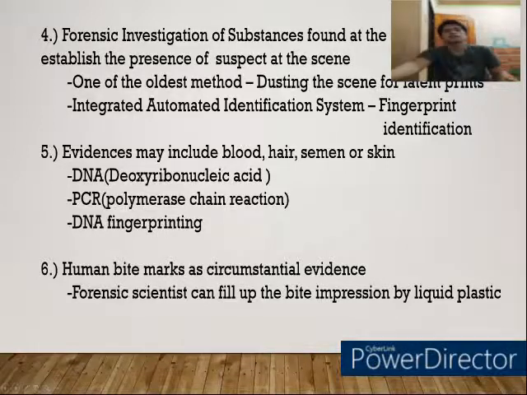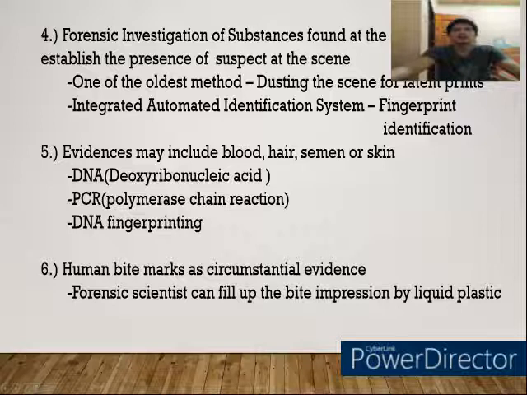So if there is evidence left at the crime scene, which is blood, hair, skin, or semen, forensic scientists can compare it to the victim, to identify whether it belongs to the victim or to the suspected attacker.